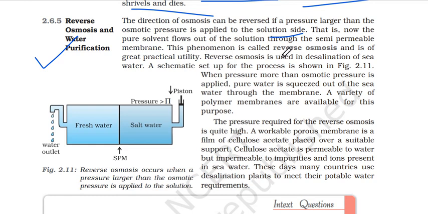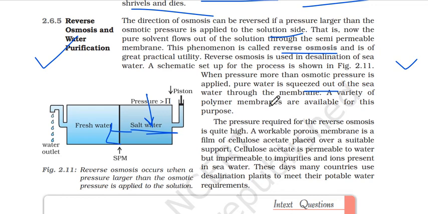Only possible in presence of high pressure. Reverse osmosis is used in desalination. Schematic setup is given when pressure more than the osmotic pressure. ये हमारा salt water है, ठीक? जब आपने यहाँ पे हद से भी ज़्यादा pressure apply किया, water, pure water was forced to come out, fine? Pure water squeezed out of the water through the membrane.